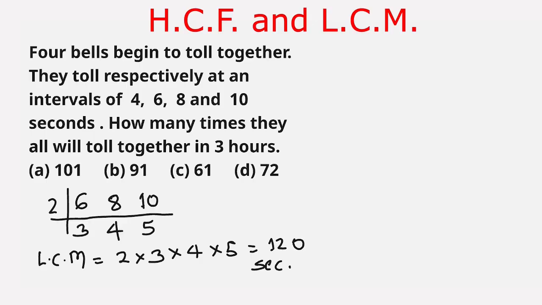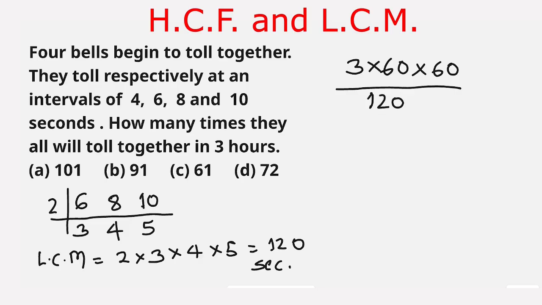So we first convert the 3 hours into seconds. So 3 multiplied by 60 is converting into minutes, multiplied by 60 is converting into seconds, divided by 120 seconds, which is the LCM of 4, 6, 8 and 10. 60 divides 120 for 2 times and 2 divides 60 for 30 times, and this is equal to 30 multiplied by 3 is 90 times.